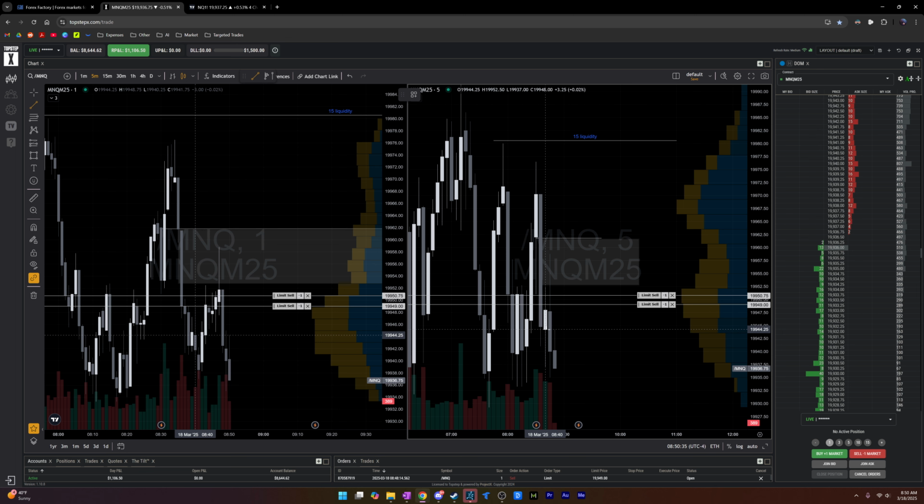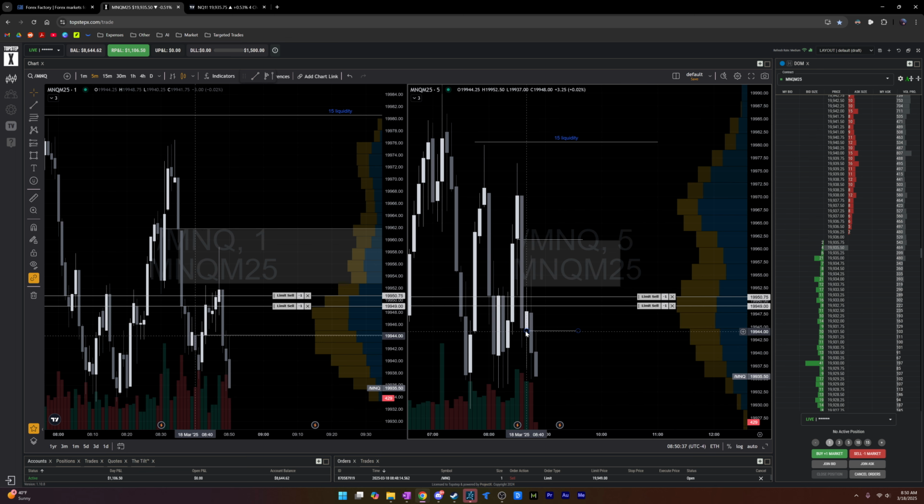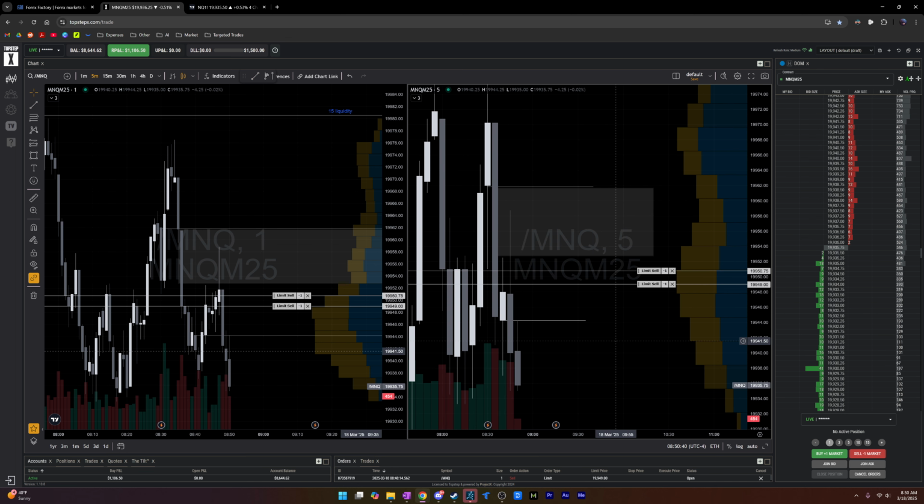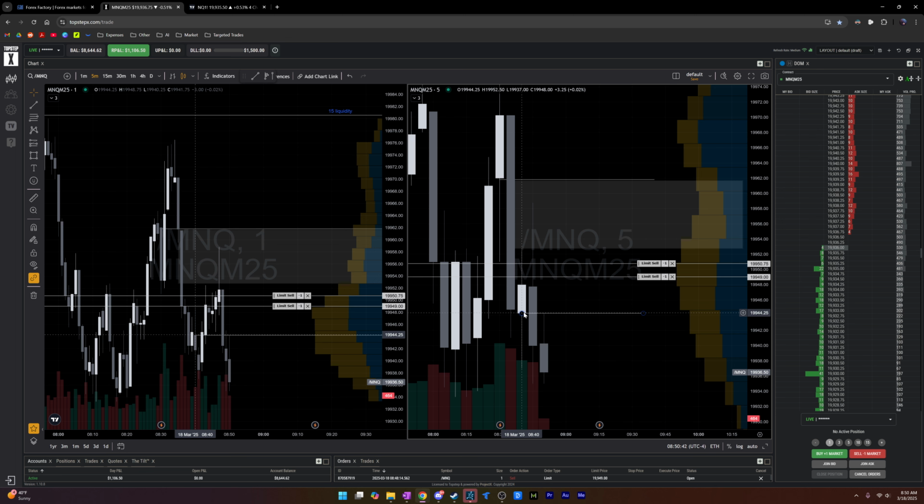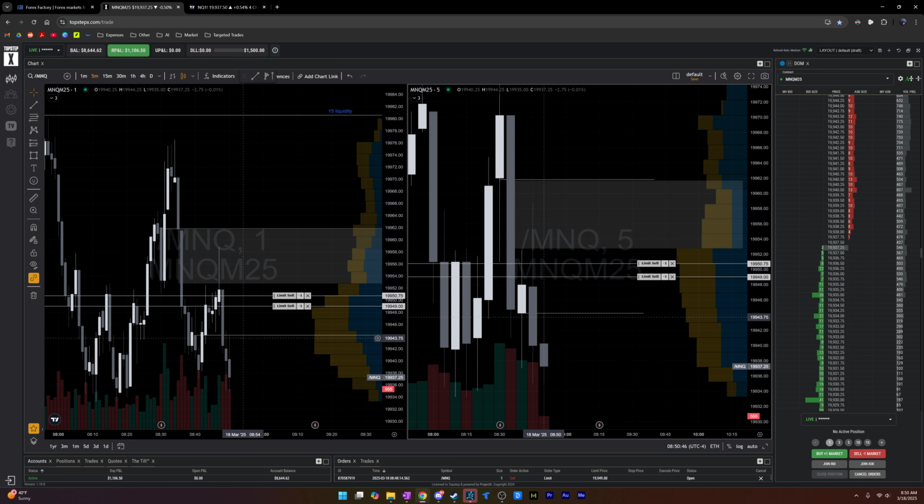What did we just do right now? We retested the 5 minute open. I can zoom in and show you guys. This 5 minute opened at 19,944, and we literally just hit it to the tick. So you could have shorted that too, and once again, just made your quick scalp.